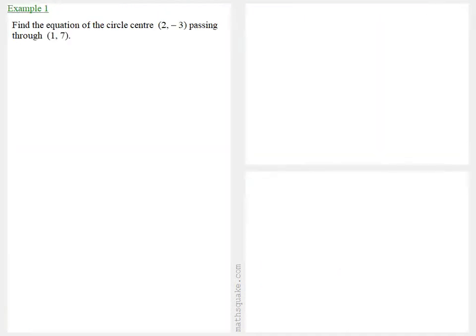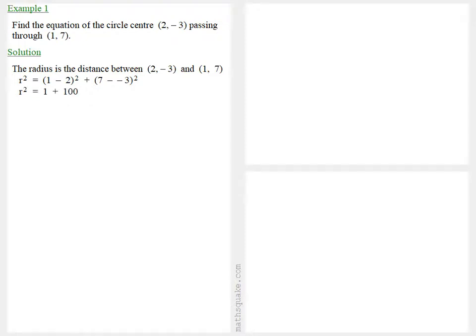Let's have a look at some examples. Example 1. Find the equation of the circle centre (2, minus 3) passing through the point (1, 7). To solve this, the radius is the distance between (2, minus 3) and (1, 7). So, r squared is equal to (1 minus 2) squared plus (7 take away minus 3) all squared. In other words, r squared is equal to 1 plus 100, or r squared is equal to 101.